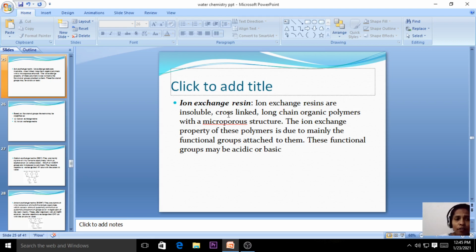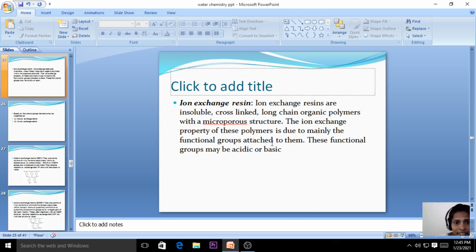And the structure of ion exchange resin is cross-linked. So it is one of the polymers. This polymer is having the cross-linking structure. And it is one of the long chain organic polymers with a microporous structure. That means it is having small holes. The ion exchange property of these polymers is due mainly to the functional groups attached to them.